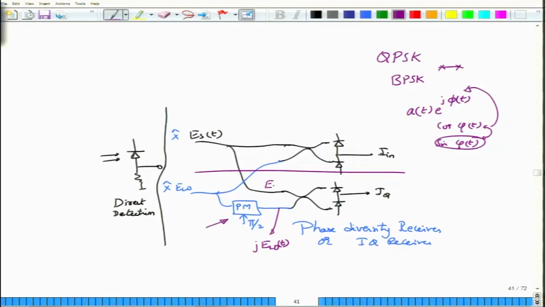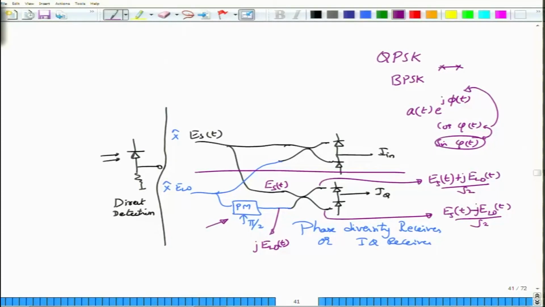Please note that this would still be ES of t, and the two electric fields in the two branches would be ES of t plus jELO of t, and the difference between the incoming signal ES and jELO of t. There will also be a 1 by root 2 factor in each. I will leave it as an exercise for you to get the photocurrent generated on this top photodiode and on the other one, and then take the difference between the two.